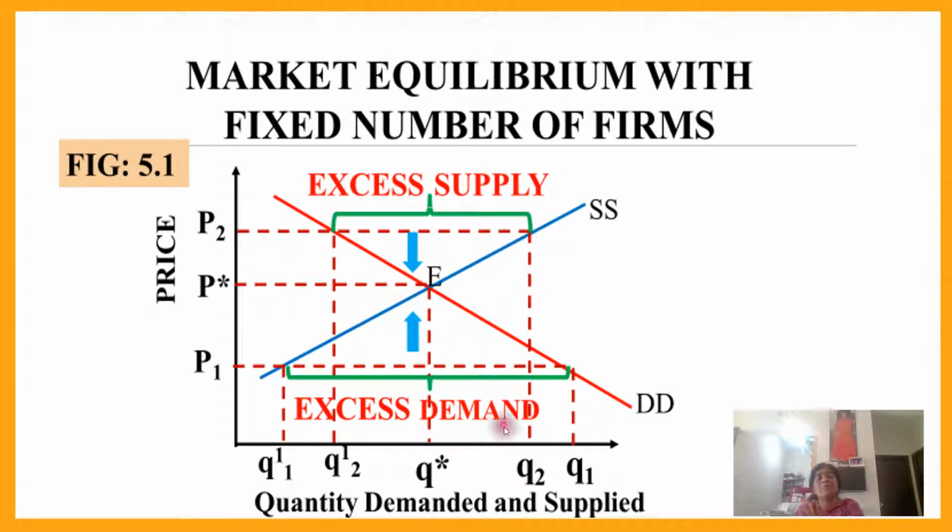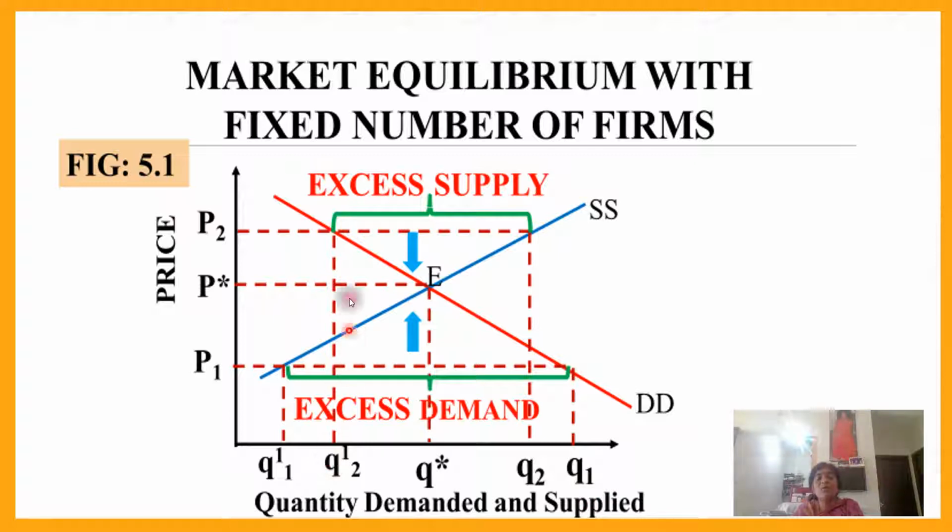That is excess supply. How much is the excess supply? Q2 dash to Q2 is the excess supply. And what is the excess demand? Q1 dash up to Q1. This green curly bracket down here describes the excess demand, that is Q1 dash from here to here, Q1.